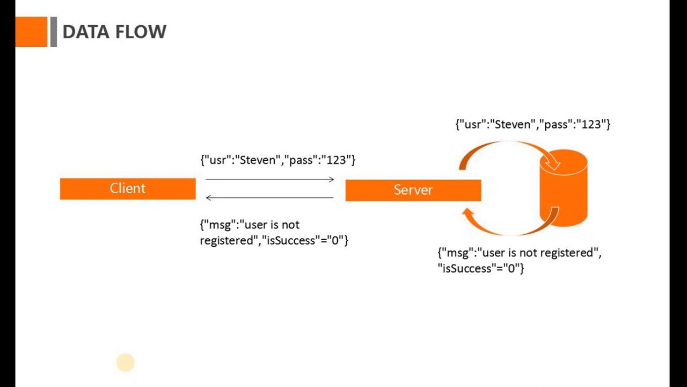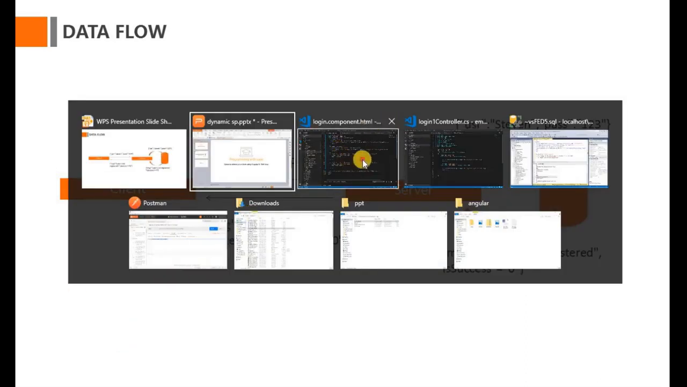It then sends the data back from our server to our client machine. Now I'm going to demonstrate how we can send the data from our client application, that is the Angular application, to our server, which is our .NET Core application.